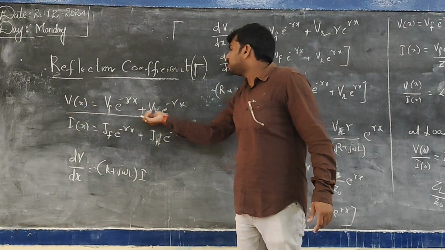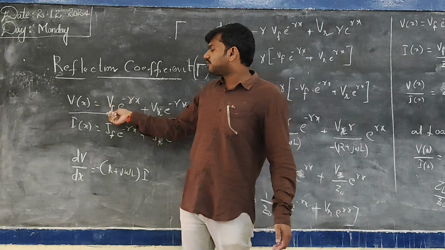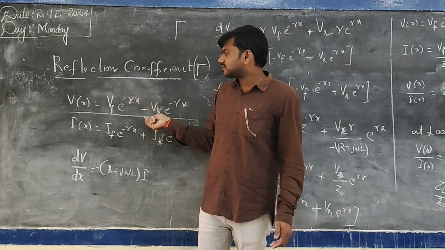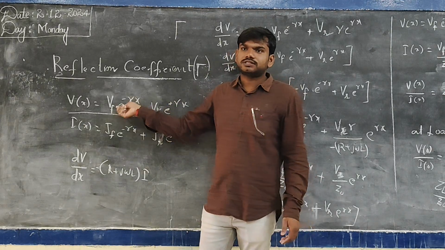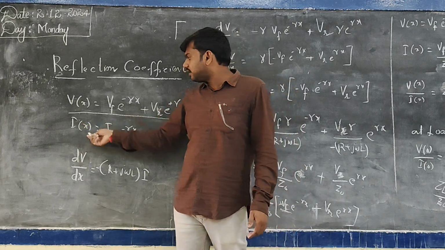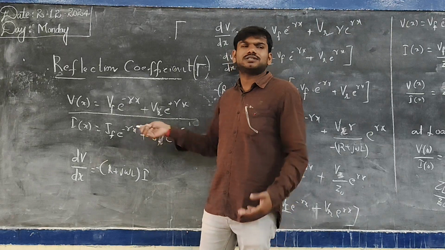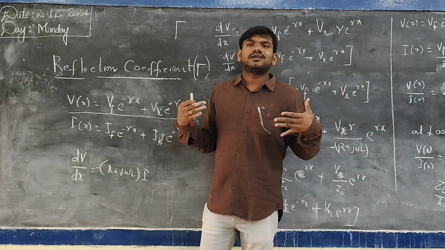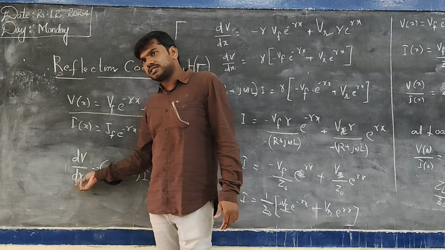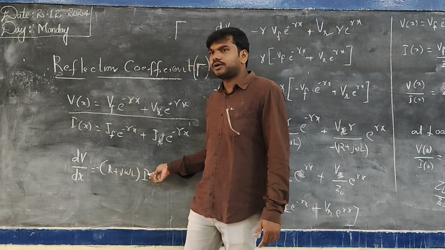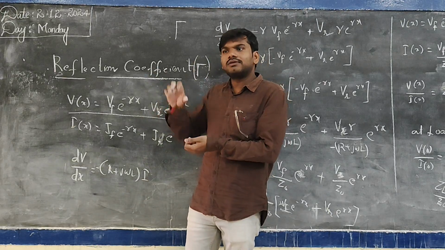We started last class with the voltage at any point of length: V(x) equals forward voltage Vf times e to the power minus gamma x plus reverse voltage Vr times e to the power plus gamma x. It is plus, not minus. And the current will be forward current into e to the power minus gamma x plus reverse current into e to the power plus gamma x. So it is a mixture of both forward wave and reflected wave. Now we have an equation that the change in voltage with respect to distance is negative of (R plus j omega L) into I. Why? Because I am taking negative, meaning the voltage will decrease, not increase.